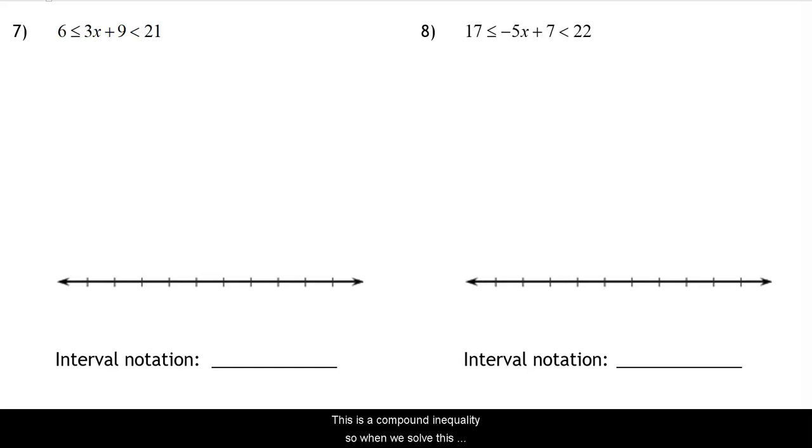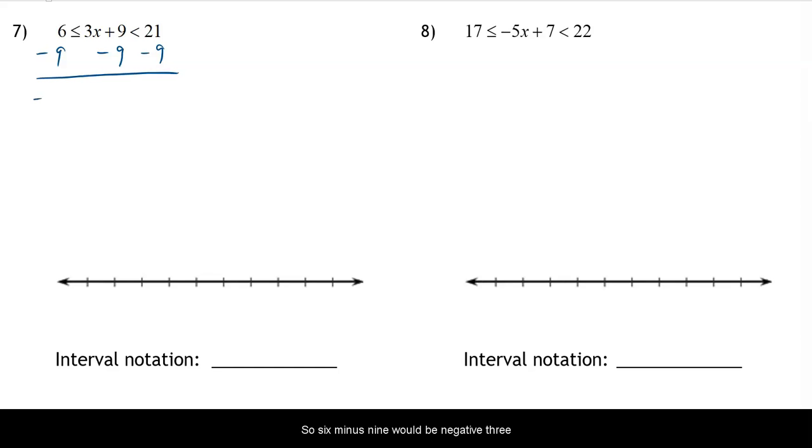This is a compound inequality, so when we solve this, whatever you do to one portion, you have to do to all the portions. So for starters, I'm going to subtract 9 from the center, and if I do that, I have to do that from the left and from the right. So 6 minus 9 would be negative 3, less than or equal to 3x less than, and 21 minus 9 would give me 12.